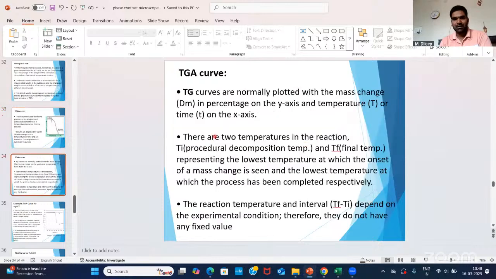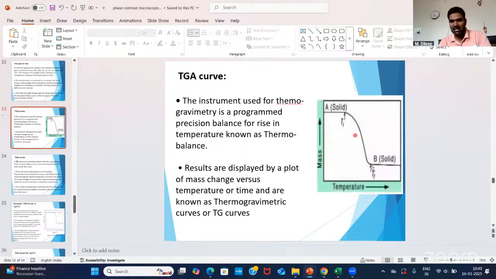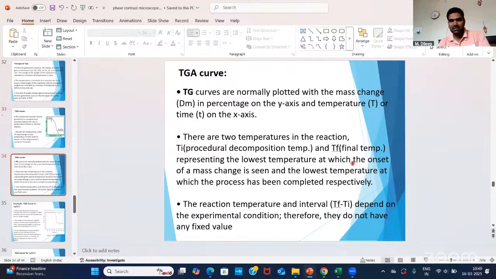There are two temperatures in the reaction: Ti, the procedural decomposition temperature, and Tf, the final temperature, representing the lowest temperature at which the onset of mass change is seen, and the lowest temperature at which the process has been completed, respectively. So we can observe two temperatures here, Ti and Tf. Ti is the procedural decomposition temperature, and Tf is the final temperature.